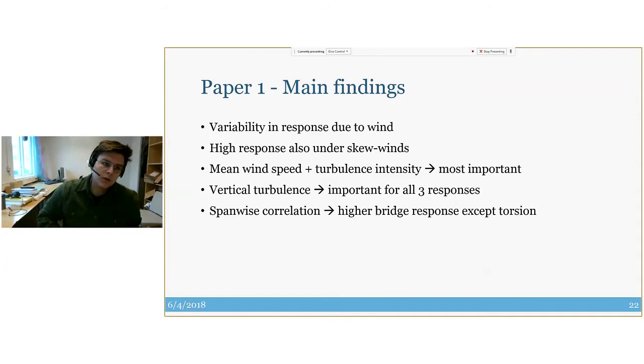And if we summarize our main findings, we saw a considerable variability in the response, and this is due to wind. We also detected high response under skew winds. I haven't mentioned this, but it was also an important finding from the measurements. Mean wind speed and turbulence intensity components were the most important ones influencing the response. Vertical turbulence especially was important for all of the response components, and the span mass correlation was associated with higher bridge response, except for torsion.